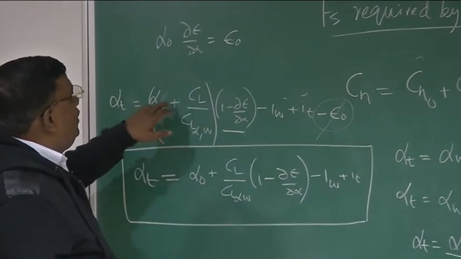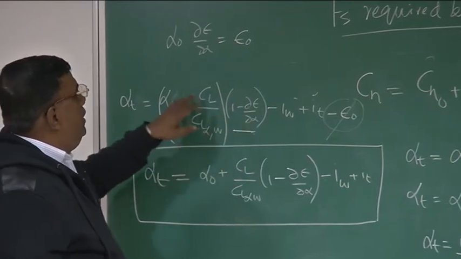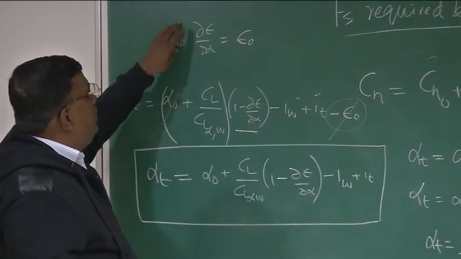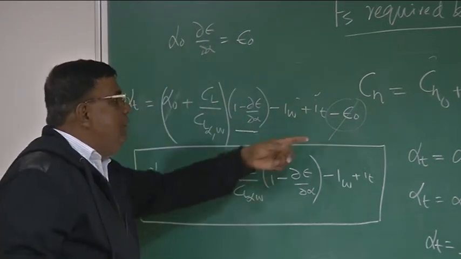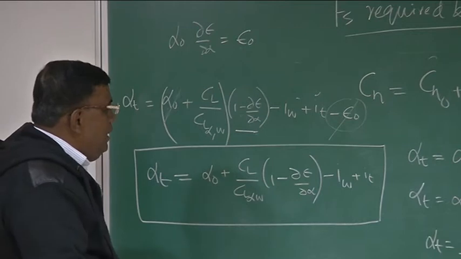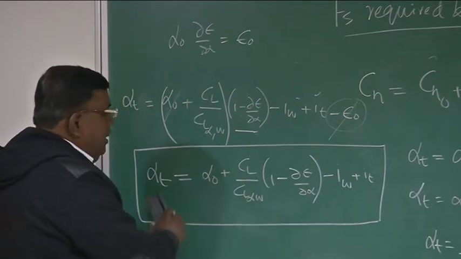This you see, alpha naught into minus d epsilon by d alpha. And since alpha naught is negative, and you know this into this is nothing but epsilon naught, so this and this will get cancelled. So this term will disappear. So you will get a neat expression of alpha tail in this fashion.